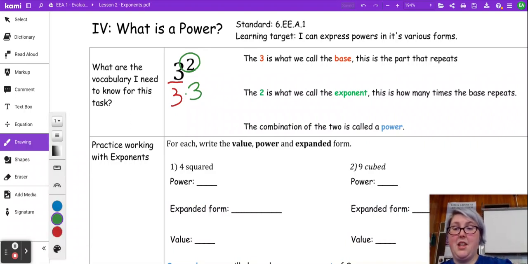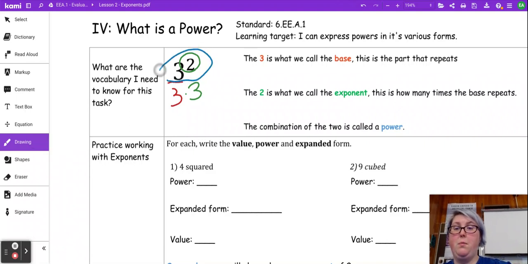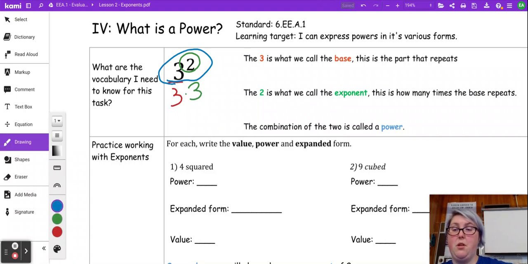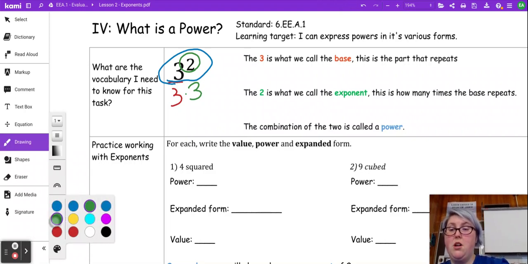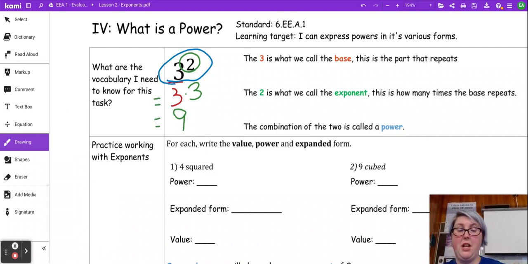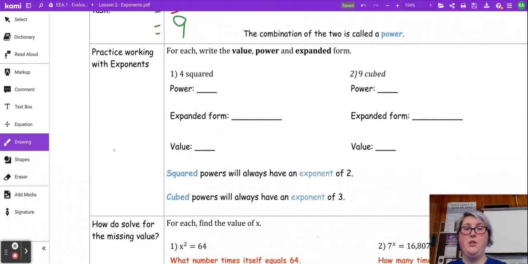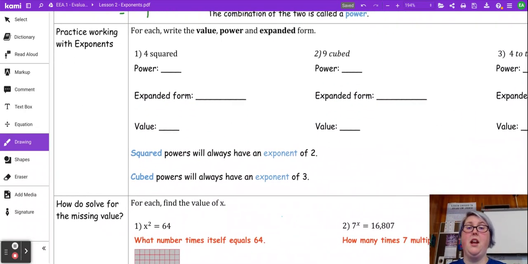Our last word is power. Now this whole problem is a power. So when you have a base with an exponent, you're saying to the power of. So this is 3 to the second, or 3 to the power of 2. 3 times 3 is 9. So we've multiplied 3 by itself. There are 2 3's multiplied together. So now let's practice using value, power, and expanded form.